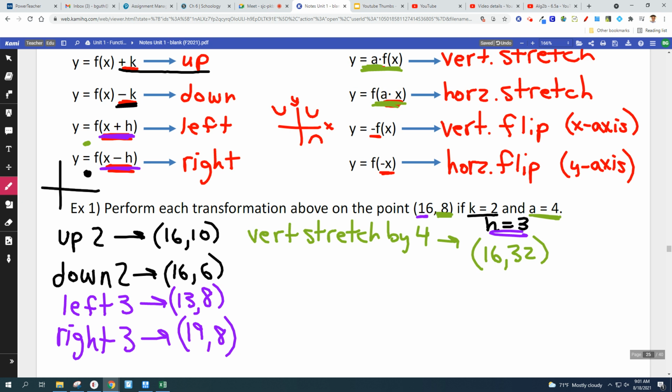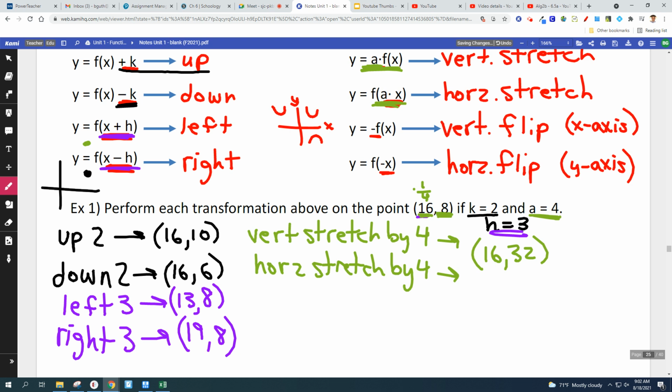Every point in the function, if it's stretched vertically, is going to get multiplied by that 4. Now I want to do a horizontal stretch by 4. Okay, and this one's weird. I told you it kind of does the opposite of what you would expect. So instead of taking the x coordinate times 4, you're really taking it times 1/4.